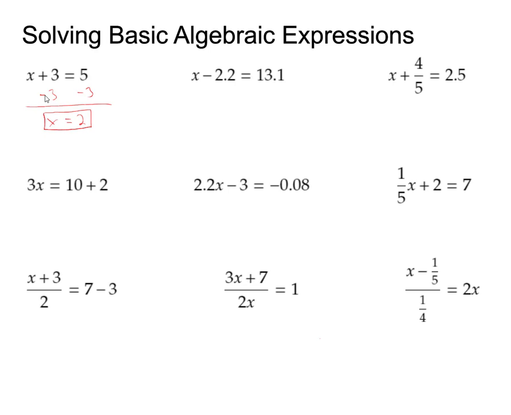x minus 2.2 equals 13.1. This does involve decimals, but the concept is the same. All we're going to do is add 2.2 to both sides. That will leave us with x is equal to 15.3.